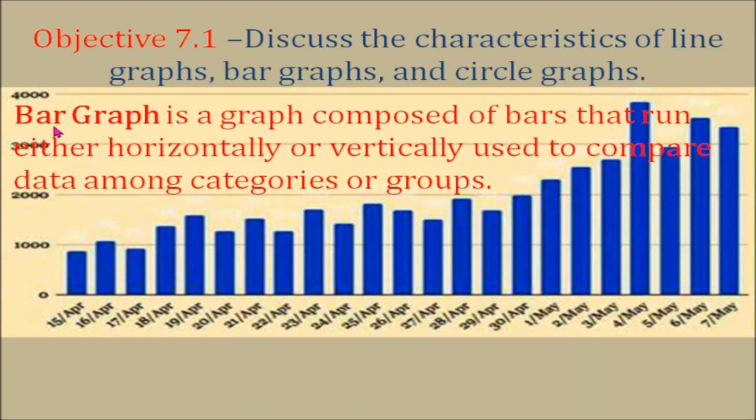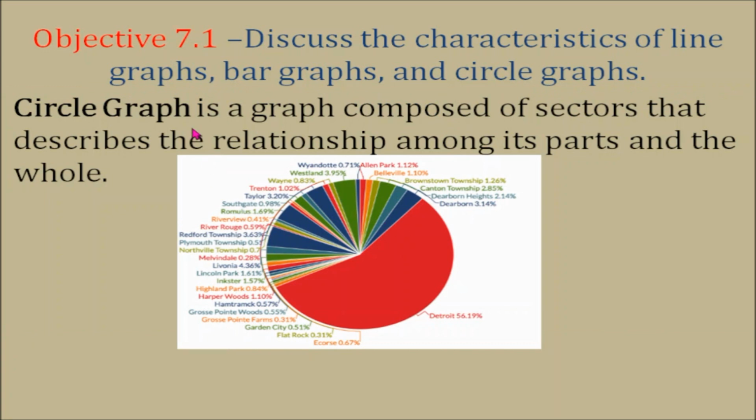Here is the definition of bar graph. It is a graph that is composed of bars that run either horizontally or vertically, used to compare data among categories or groups. We have here an example of a bar graph. Circle graph, on the other hand, is a graph that is composed of sectors that describes the relationship among its parts and the whole. So this is an example of a circle graph that is composed of sectors.